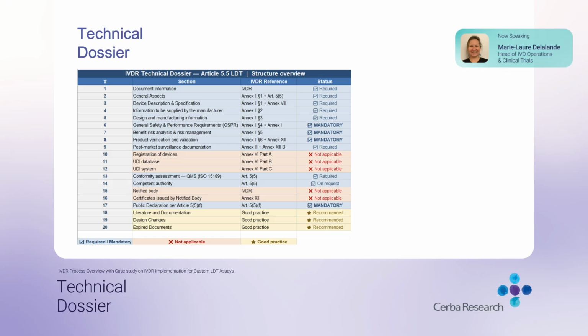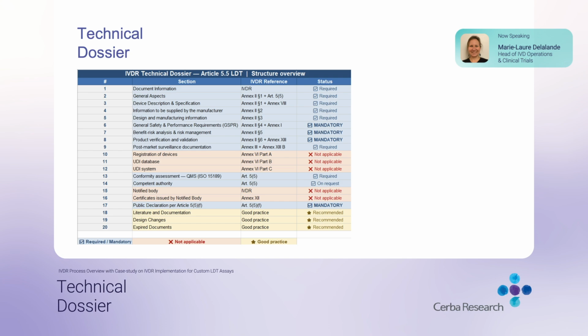Here is the full picture. Every section of the technical dossier mapped to the IVDR annexes with its status under Article 5.5. I want to highlight a few key points. Sections 6, 7, 8, and 17 are strictly mandatory. No flexibility there. Section 6 is the GSPR checklist.